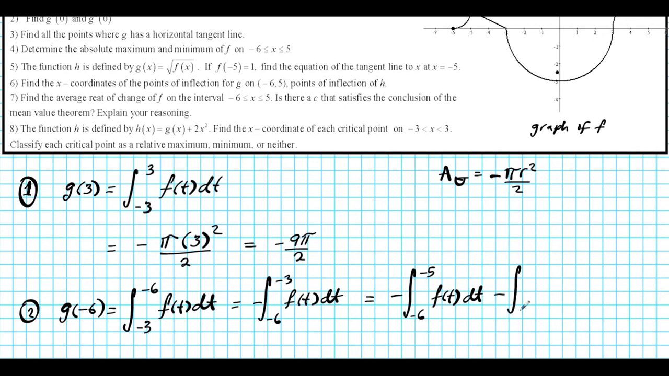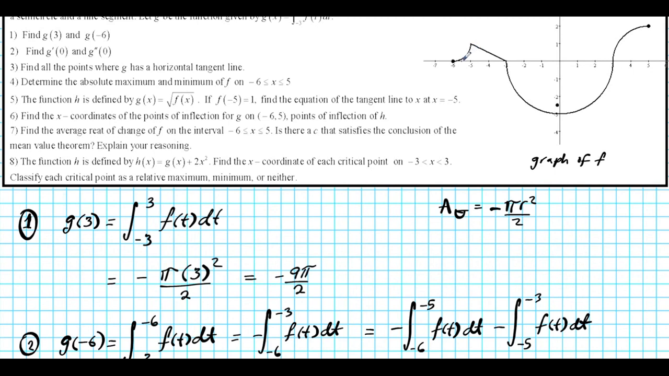Minus the integral from -5 to -3 of f of t dt. That will take care of the line segments. Okay, so we're looking for these two areas right here, this area underneath, and then this other area here. So this entire region, that's what we're looking for the area of.